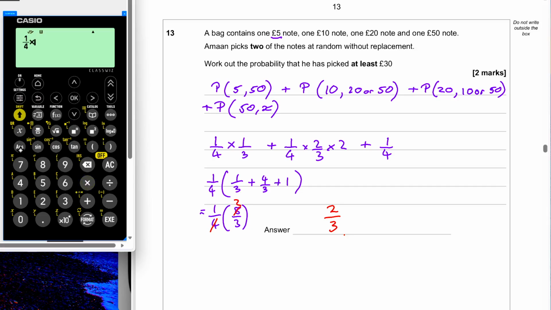Times by 1/3 plus 1/4 times by 2/3 times 2 plus 1/4. Yeah, 2/3.